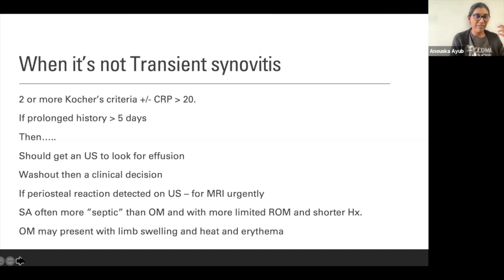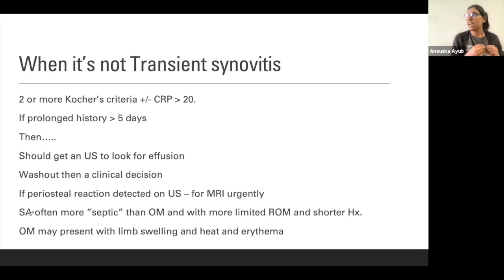So if these two criteria are met, I would get an ultrasound scan to look for an effusion. There's no harm in doing that. You haven't lost anything by doing that. And then washout, if you have an effusion, is a clinical decision. Unless obviously there is periosteal reaction on ultrasound, loculation of the collection, or a florid synovitis, you can see all of those things on an ultrasound scan. And those kids need an MRI fairly urgently.